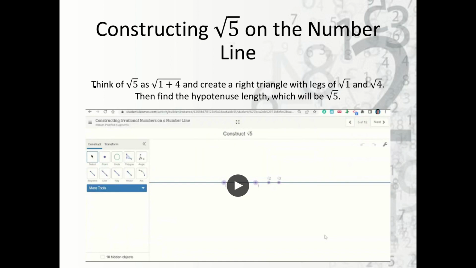Next we will take a look at how to construct square root of 5 on the number line. And we're going to think of square root of 5 as being square root of 1 plus 4. So we would have legs of square root of 1 and square root of 4. We could also have square root of 2 and square root of 3. Either one of those works. And here's a video that shows you how to do that.